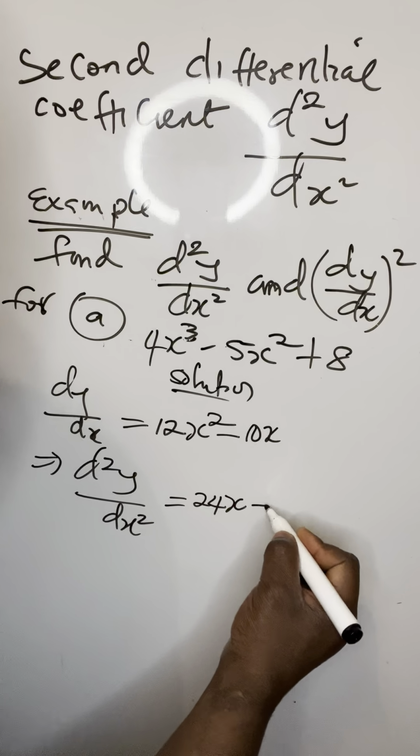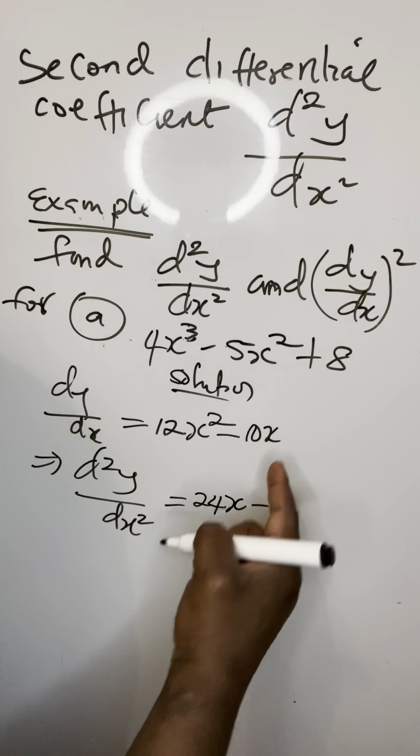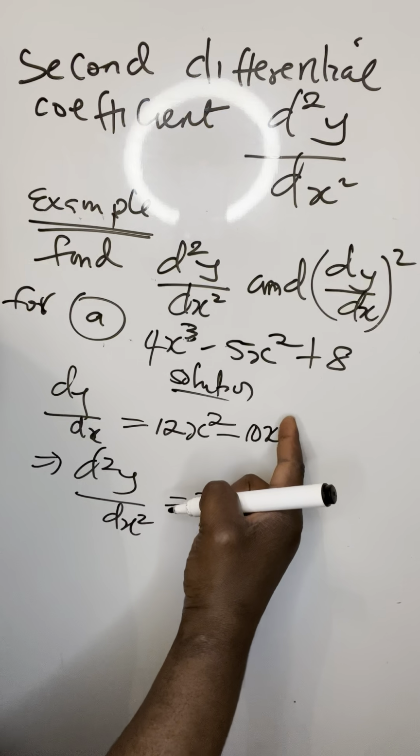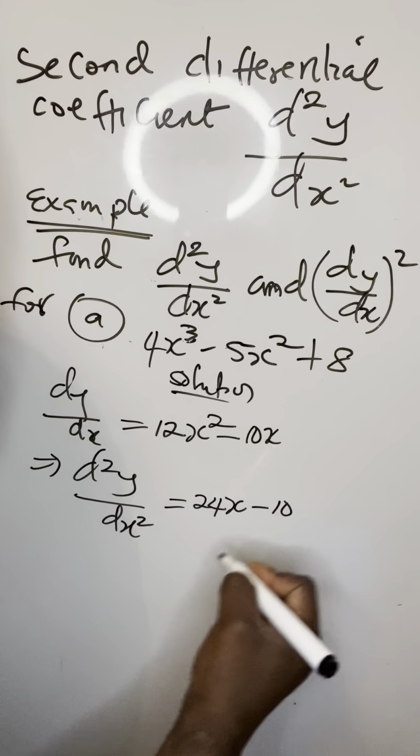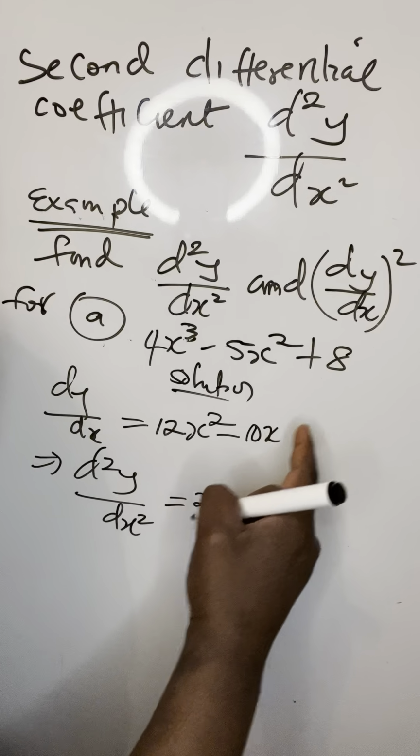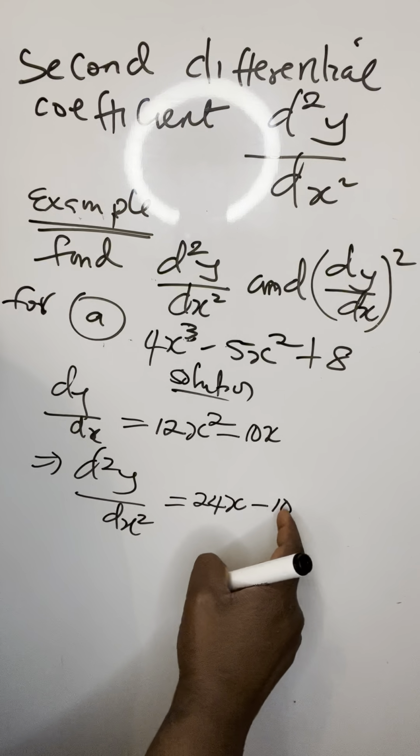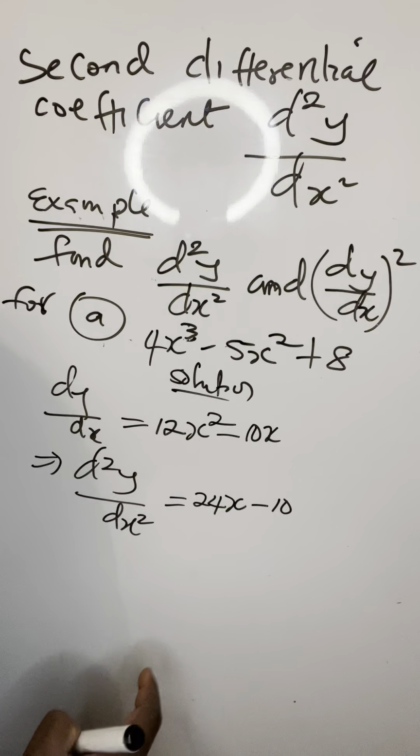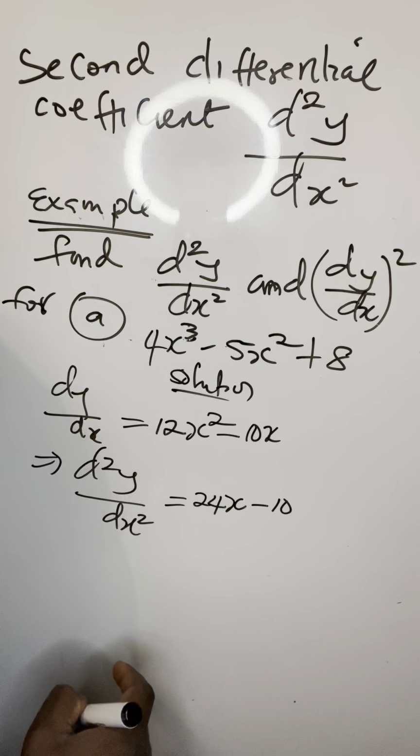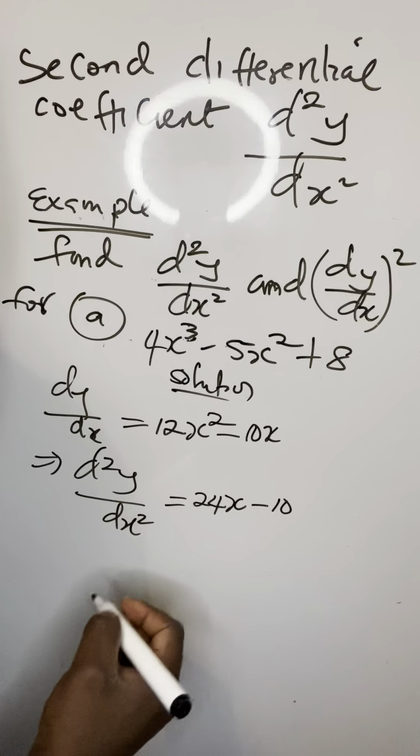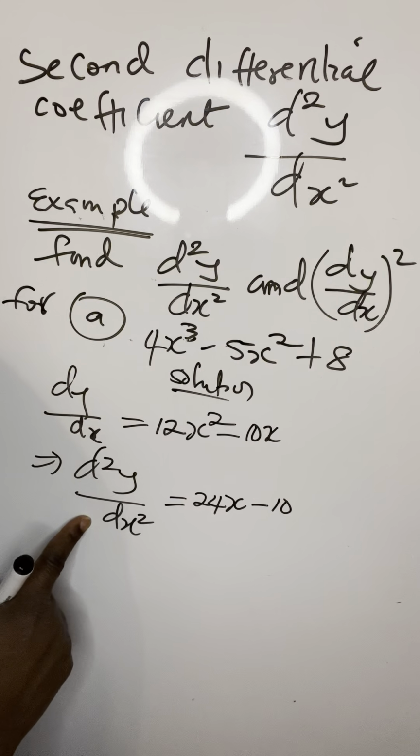Then minus, I'll differentiate 10x. Remember that the power of x here is 1. 1 times 10 is 10, then 1 minus 1 is 0, so it's going to give me 10x raised to the power of 0. So x raised to the power of 0 in indices is 1, because anything raised to the power of 0 is 1. So 1 times 10 is 10. So this is the second derivative now, which is this.